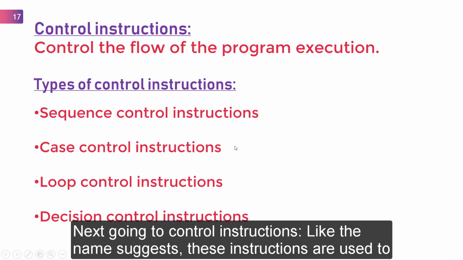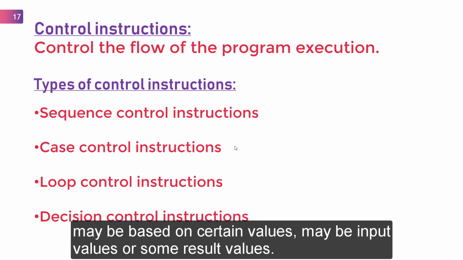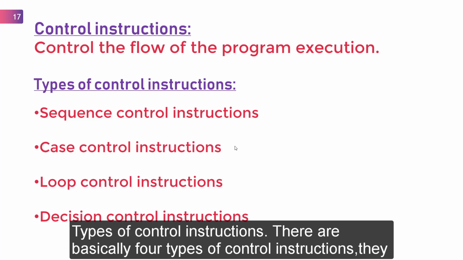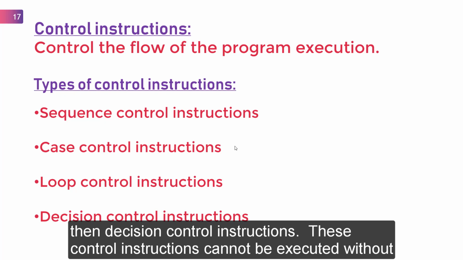Next, going to control instructions. Like the name suggests, these instructions are used to control the flow of the program execution. The order of the execution may be based on certain conditions or on certain values, maybe input values or some result values. Types of control instructions. There are basically four types of control instructions: sequence control instructions, case control instructions, loop control instructions, and decision control instructions.